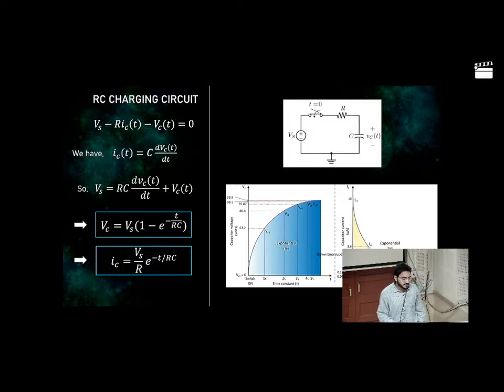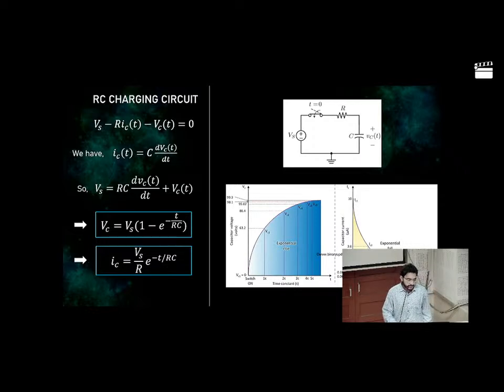If you write the KVL equation, Vs equal to RC dVc/dt plus Vc(t), where Vc(t) is the charging voltage across the capacitor. Now upon solving this differential equation, you can get the equation of the voltage across the capacitor, which is given as Vs(1 minus e to the power minus t by tau). Tau here is RC, which is the time constant of the circuit.